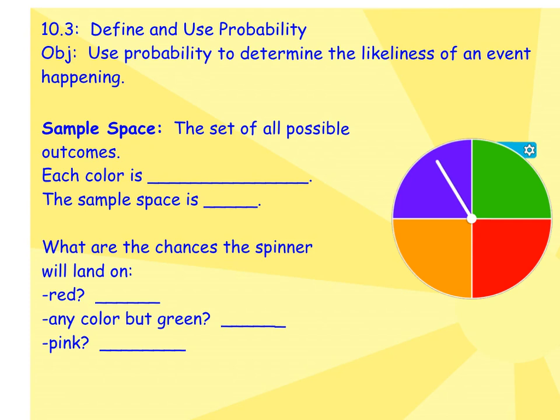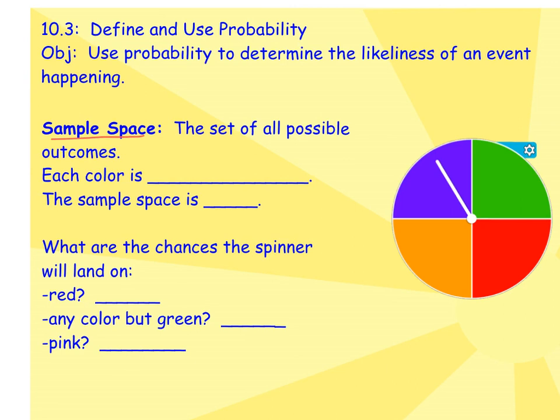Lesson 10.3, define and use probability. Probability is going to include some things with permutations and combinations. We're first going to start off with what's known as a sample space. And the sample space is the set of all possible outcomes.